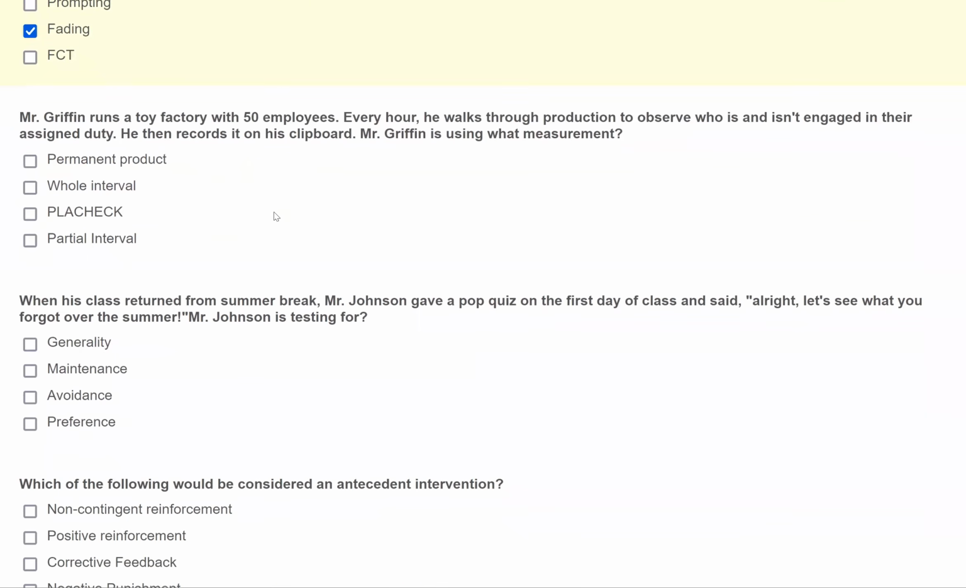Mr. Griffin runs a toy factory with 50 employees. Every hour, he walks through production to observe who is and isn't engaged in their assigned duty. He then records it on the clipboard. Mr. Griffin is using what measurement? Kind of a hard question. As we can see, we are using discontinuous measurement here. And even if you didn't know we're using discontinuous measurement, the way you can kind of get to that point is understanding that when we have 50 employees or 50 clients or 50 kids or a group of a lot of people that we have to measure, continuous measurement becomes very difficult.